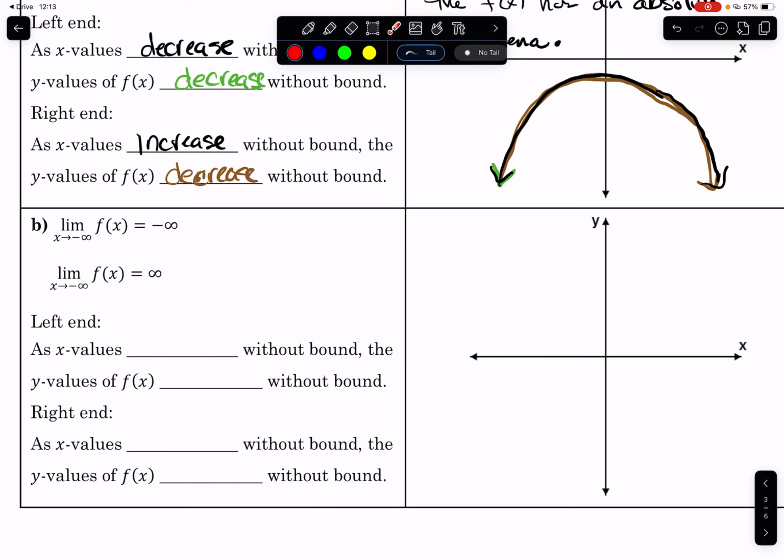So for this example right here, again, this notation means that we're looking at the left end. So as the left end decreases without bound, the values of y are going to approach negative infinity, so they're also going to decrease. So the left end is pointing downwards. And as the x values increase without bound, so the right end, which is again this one, fix this on your notes, that should be a plus sign right there. This will also increase. So as the x values increase towards infinity, the y values of f of x are going towards positive infinity, so they're also going to increase without bound. So this end is going to be there.